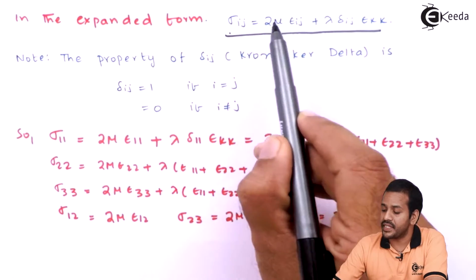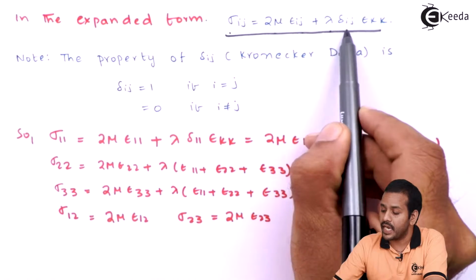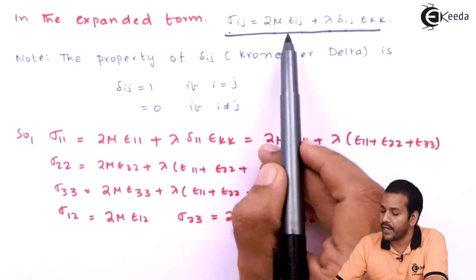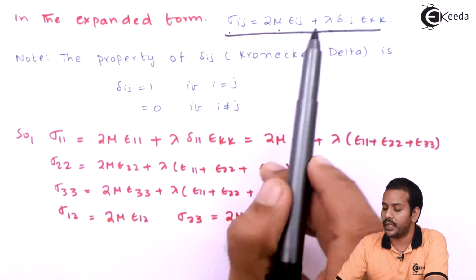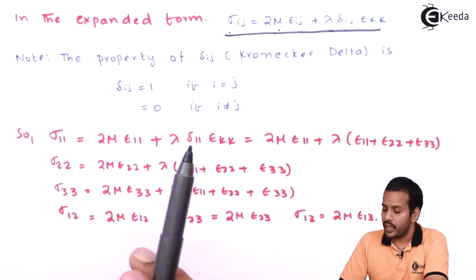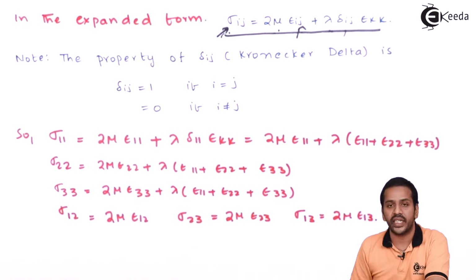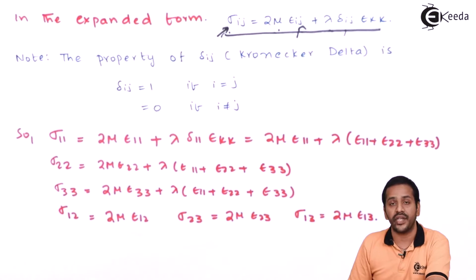That is, sigma ij is nothing but 2 mu epsilon ij plus lambda delta ij epsilon kk, where mu and lambda are called the Lame constants, and sigma ij represents the stress tensor and epsilon ij represents the strain tensor, delta ij represents the Kronecker delta, and epsilon kk represents the trace of the strain tensor, that is epsilon 11 plus epsilon 22 plus epsilon 33.